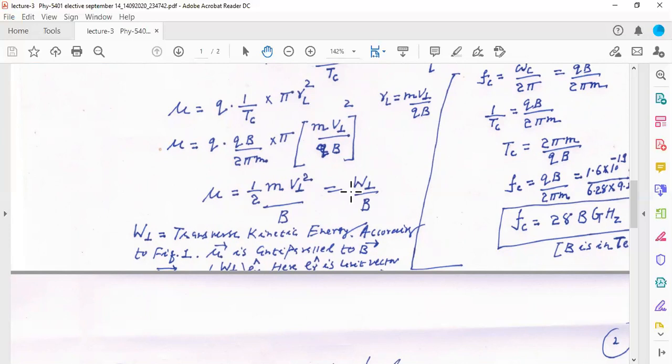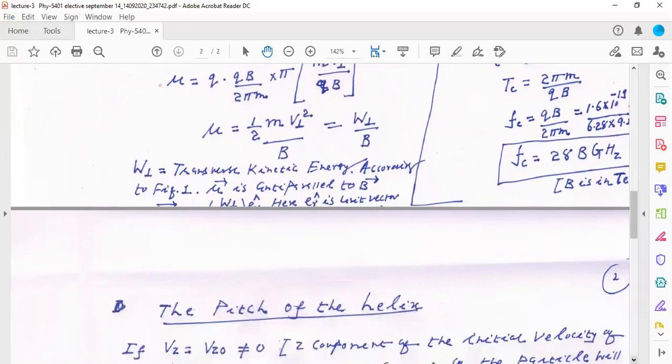So your magnetic moment vector will be coming normally outward from the plane of your paper, and that is why it is exactly opposite to the applied magnetic field. This is the diamagnetic nature of the particles of the plasma. So we can say that particles of the plasma have a diamagnetic behavior or diamagnetic character. This is a very important point you should note down.